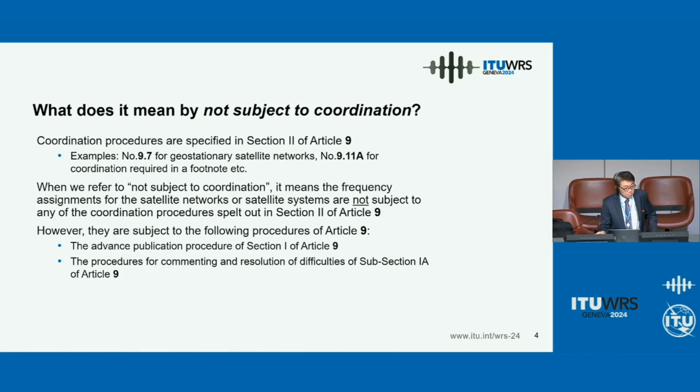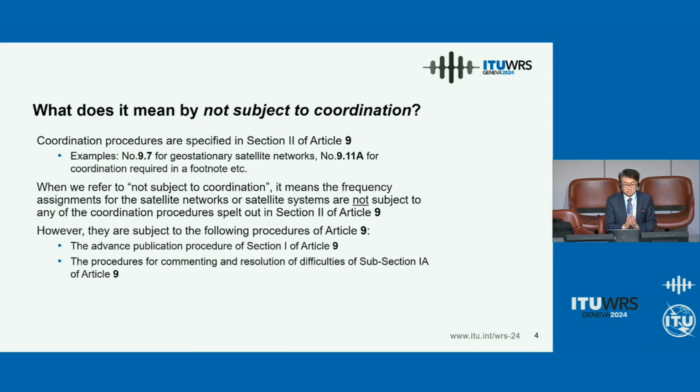So what does it mean by not subject to coordination? To understand what is not subject to coordination, you have to understand what is subject to coordination. Ceci has already gone through quite a lot of detail on the coordination procedures. They are specified in Section 2 of Article 9, for example, for geostationary satellite networks, that would be 9.7 and so on. So when we refer to not subject to coordination, it means frequency assignments for satellite networks or systems that are not subject to any of these coordination procedures spelled out in Section 2 of Article 9.